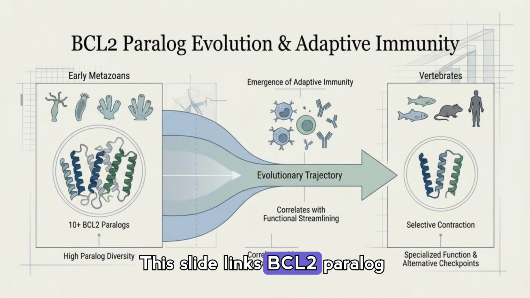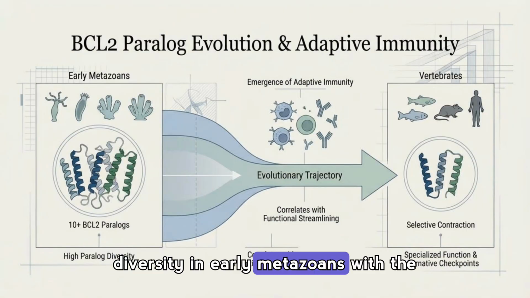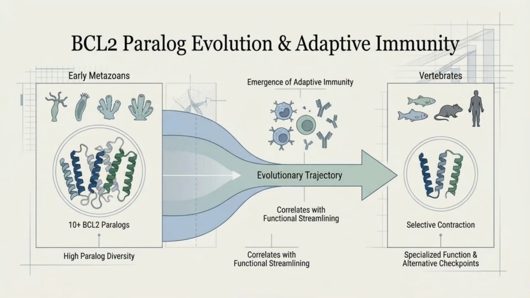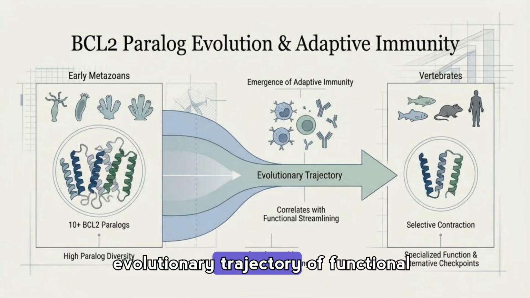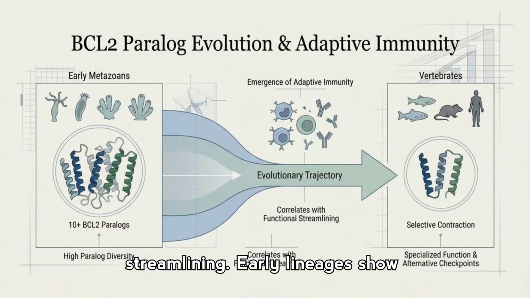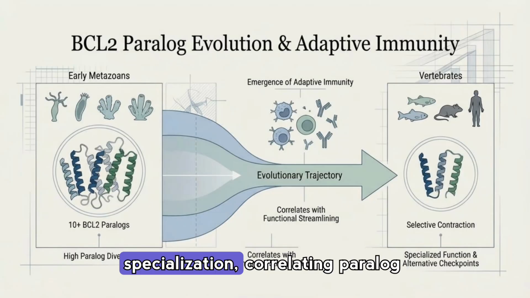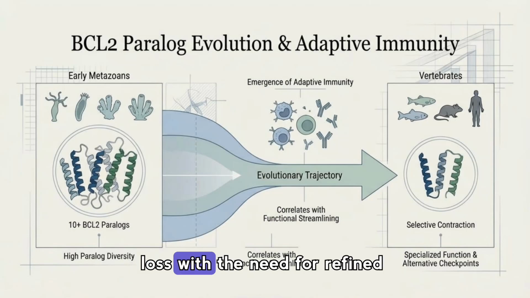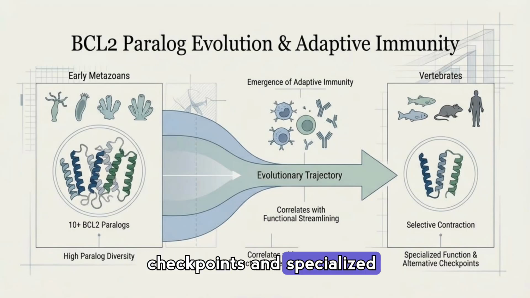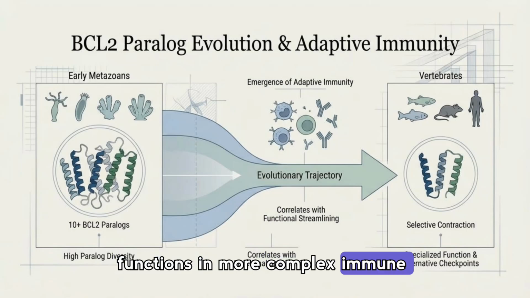This slide links BCL2 paralog diversity in early metazoans with the later emergence of adaptive immunity, suggesting an evolutionary trajectory of functional streamlining. Early lineages show many paralogs and high diversity, while vertebrates underwent selective contraction and specialization, correlating paralog loss with the need for refined checkpoints and specialized functions in more complex immune systems.